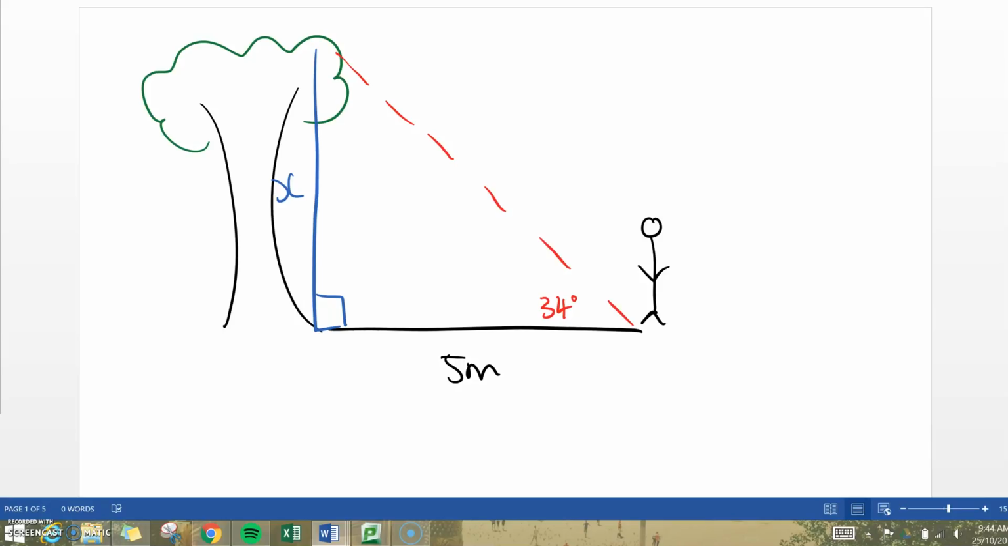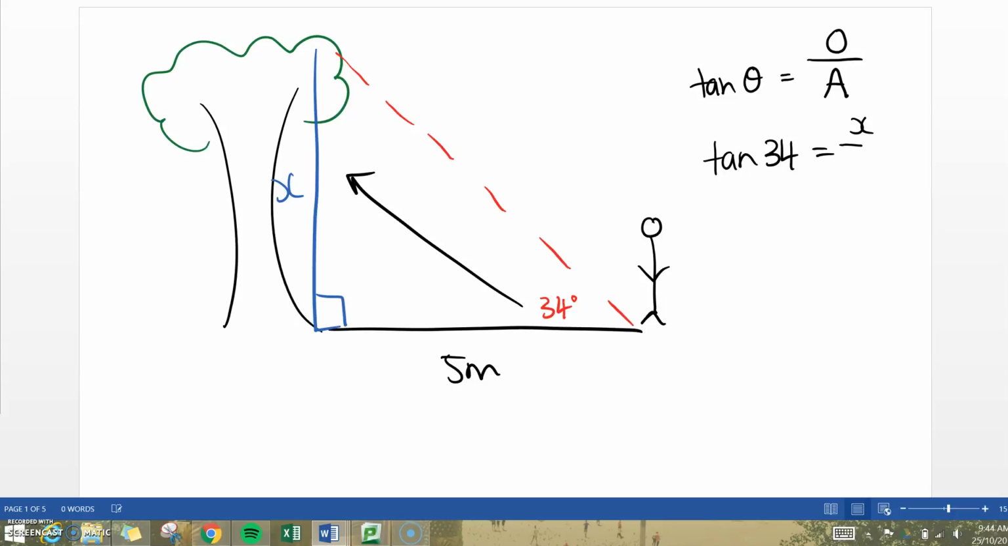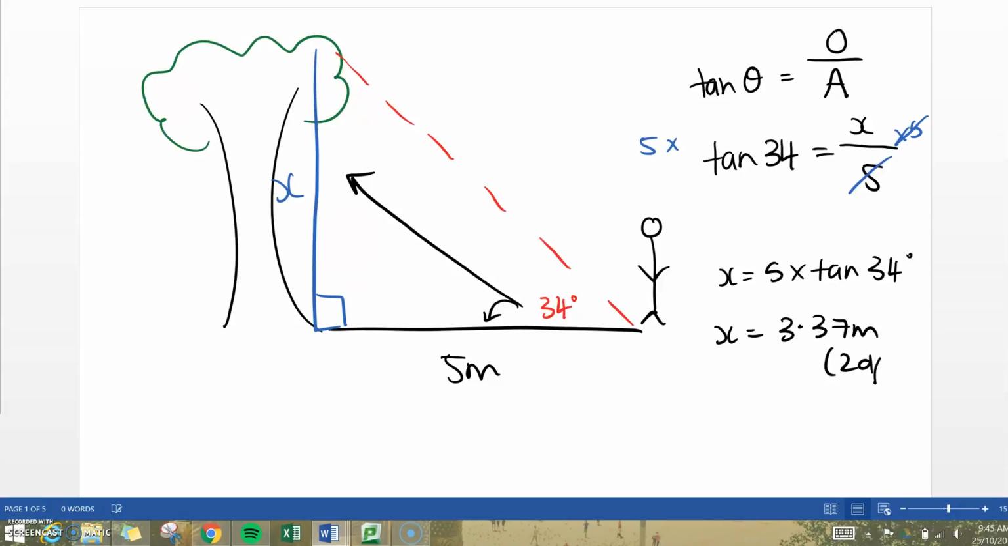So using the tan ratio, which you might remember, tan of any angle is always the opposite side over the adjacent side. So tan of the 34 degree angle is going to be the opposite side, which is x, over the adjacent side, which is 5. Now using our normal algebraic rules, I need to times both sides by 5. These two 5s cross off, and x is equal to 5 times tan of 34. Now if I actually enter that entire thing into my calculator, so I press 5 times tan 34 and press equals, I end up getting x equals 3.37 meters to 2 decimal places.